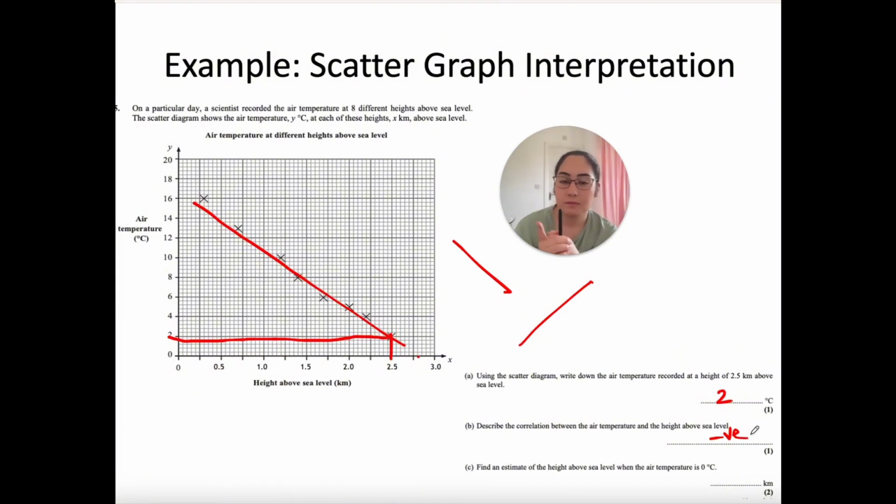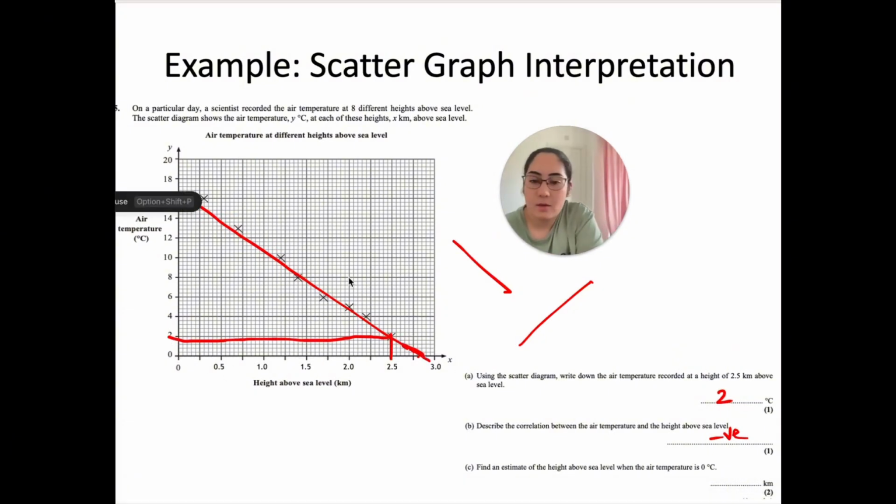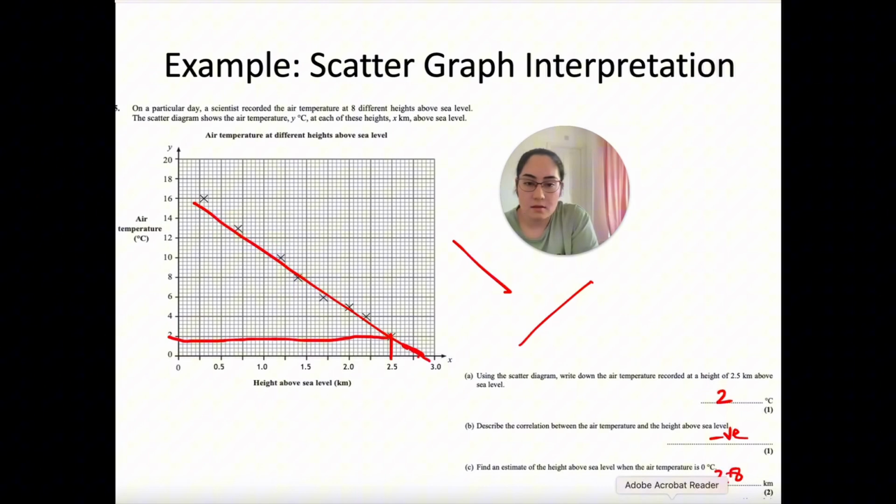Find an estimate of the height above sea level when the air temperature is 0 degrees. Okay, so that means at 0 degrees, we want to know the height. So we're going to extend this line, our line of best fit. Please use a ruler. And we're going to look at 0 degrees, where the line of best fit goes through somewhere here. Let's find out what the interval is. From here to here, we have 0.5. So that means every 2 of these tiny squares represents 0.1. So 0.1, 0.2, 0.3, 0.4, 0.5. So that means that's 2.6, 2.7, 2.8. So it's 2.8.